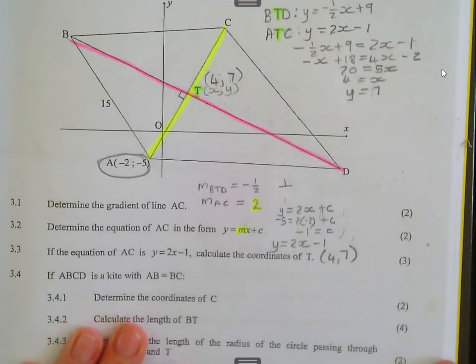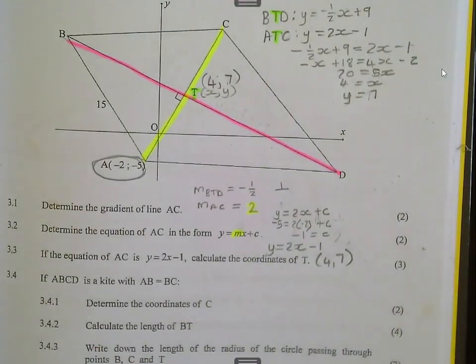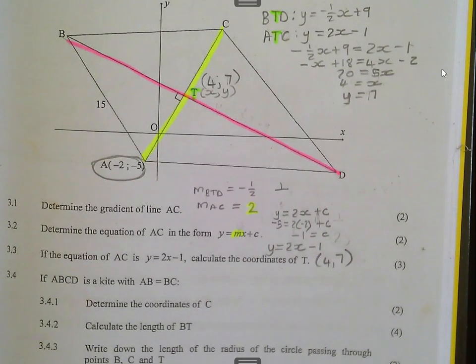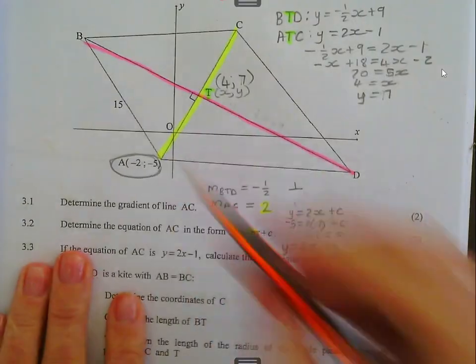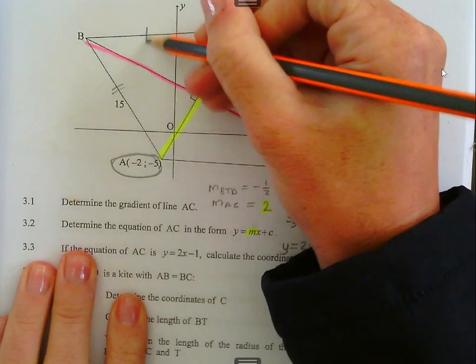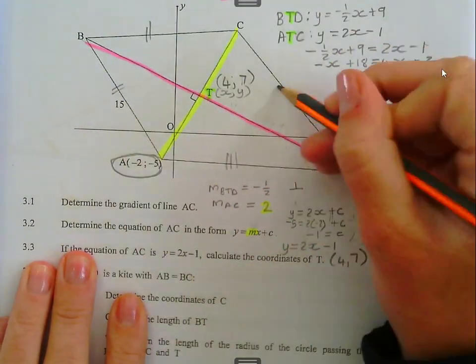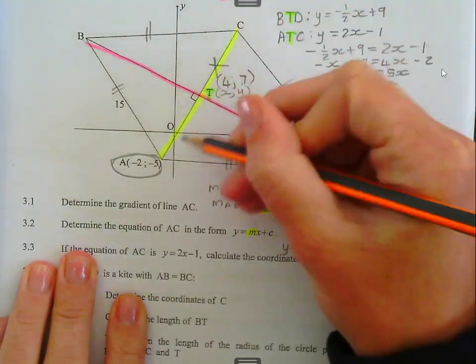You understand it? Okay. Next up, now they say, if ABCD is a kite, now it's a kite. Now you can use the properties of a kite. The properties of a kite are that this side is equal to this side. This side is equal to this side. And this one is equal to this one.